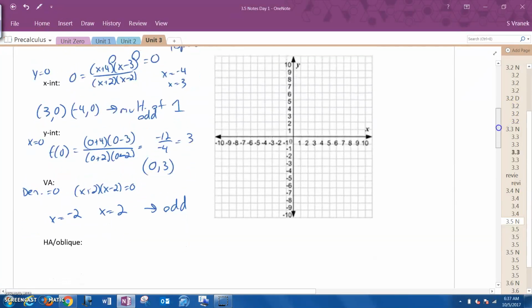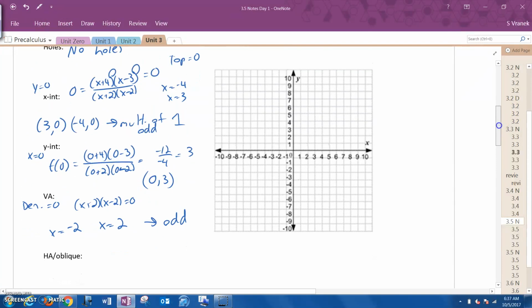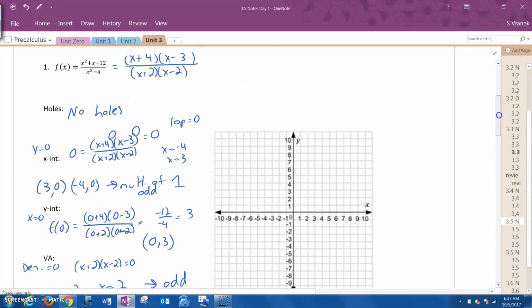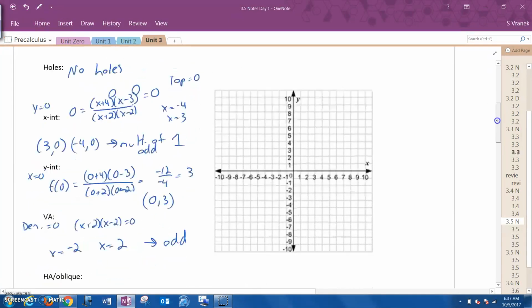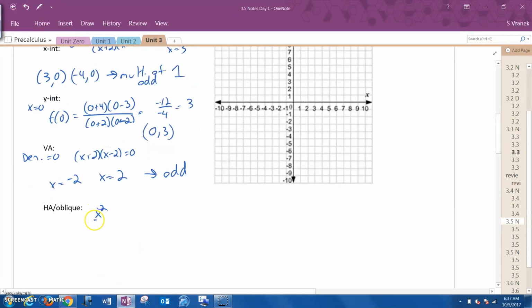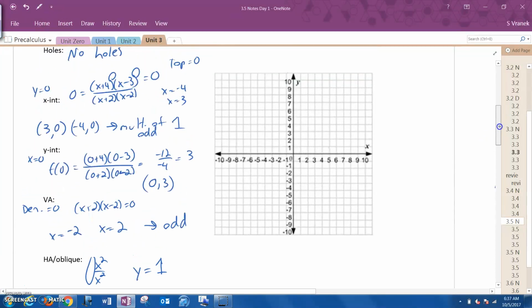And finally we look at the coefficients, or actually the powers, I should say. If you look at it before you even simplified this, we have x squared over x squared. So since it's x squared over x squared, we look at the numbers in front. Since the numbers in front are both 1, we get that the horizontal asymptote is at y equals 1. Alright, so now we're going to start sketching this stuff in here.